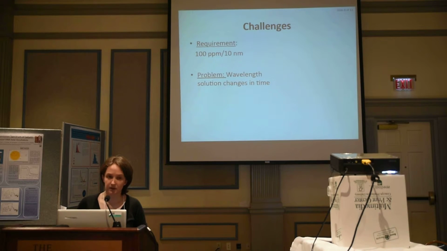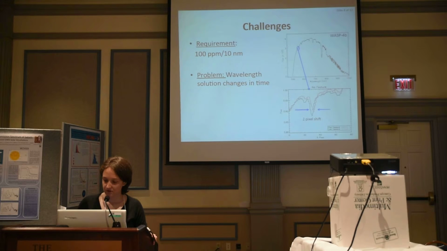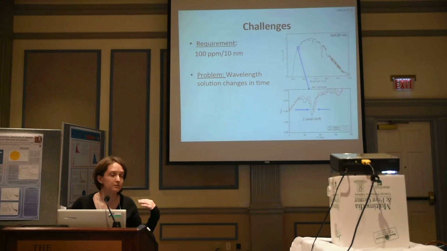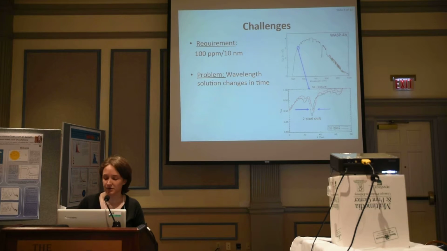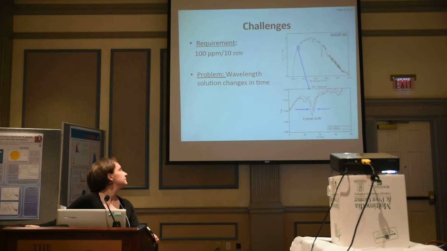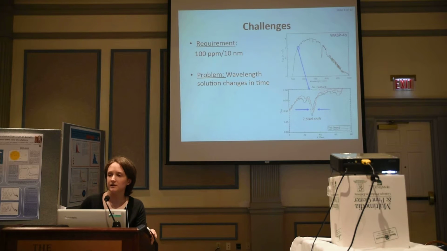And we find that the spectra shift on the detector, which means that the wavelength distribution per pixel changes in time. So here's an extracted spectrum from one frame of our target WASP-4b at the top, and at the bottom I'm zooming in on the sodium feature, which is important in the exoplanet atmosphere. I'm plotting in black the first exposure of the time series, and in red is the last exposure of the time series. And you can see that the line center shifts by 2 pixels.